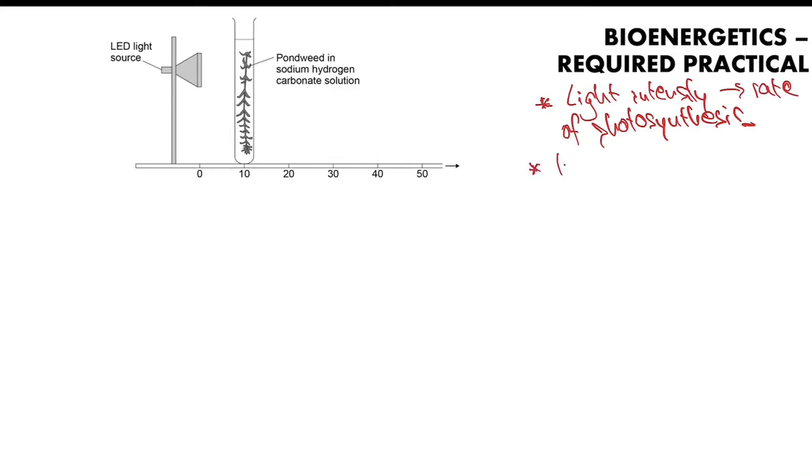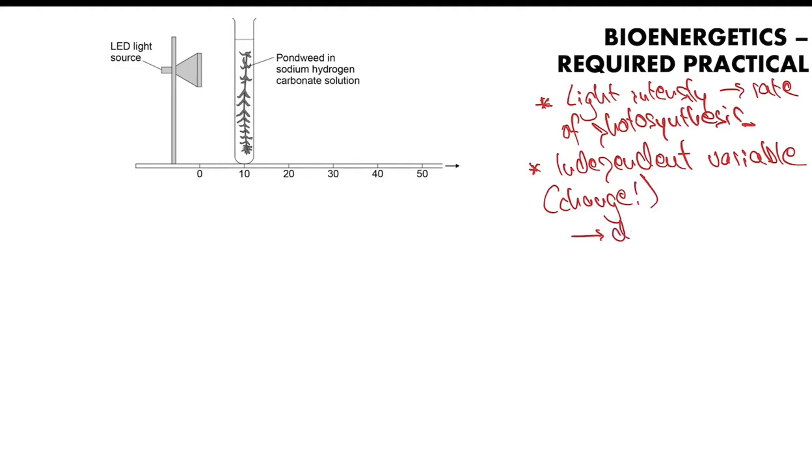So the first thing to bear in mind in this practical is your independent variable. The independent variable is the thing that you change within this practical. So what you are changing is the distance of the pondweed from the light.